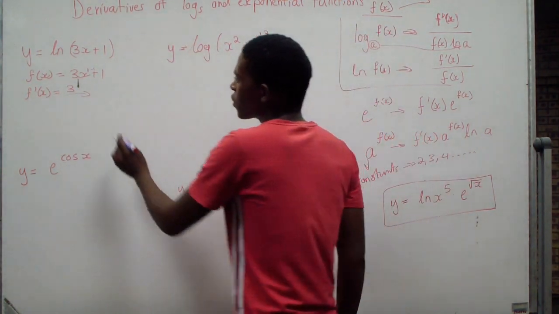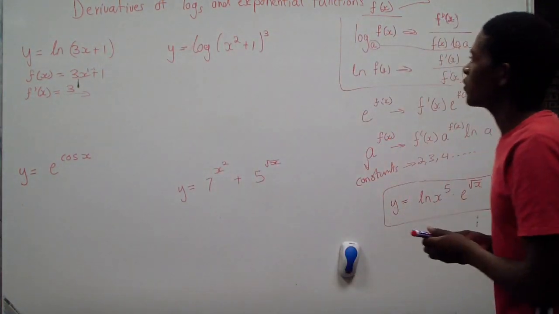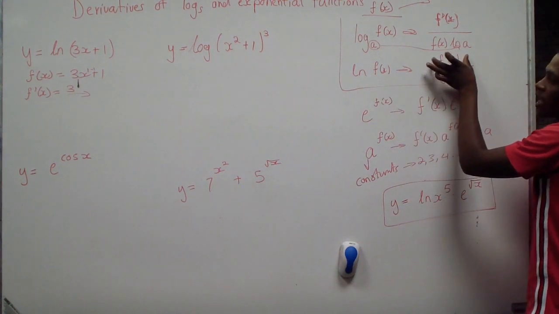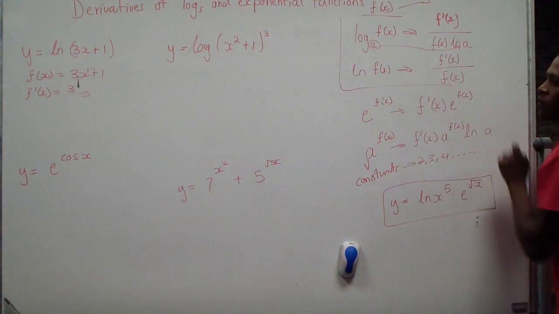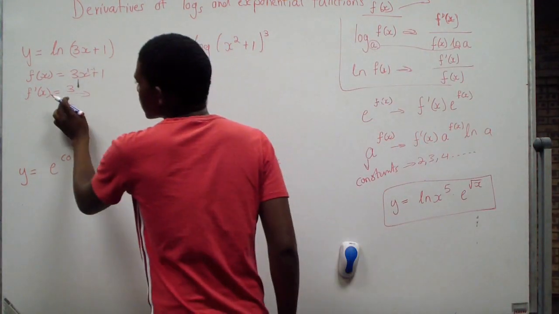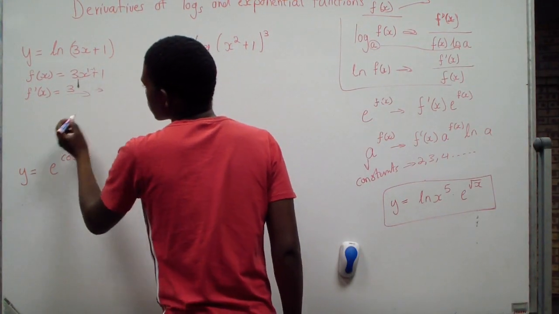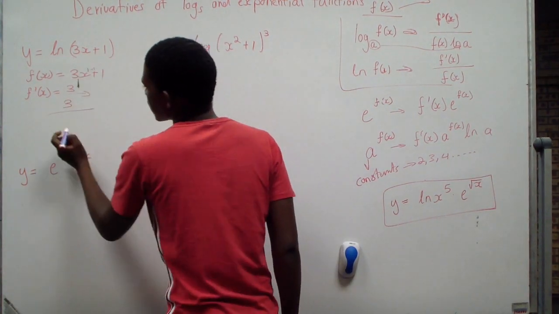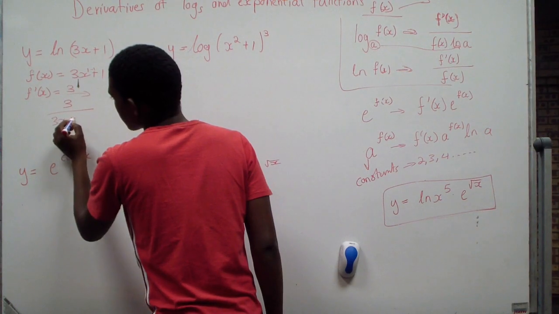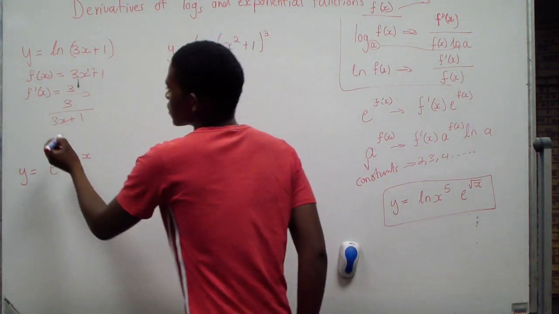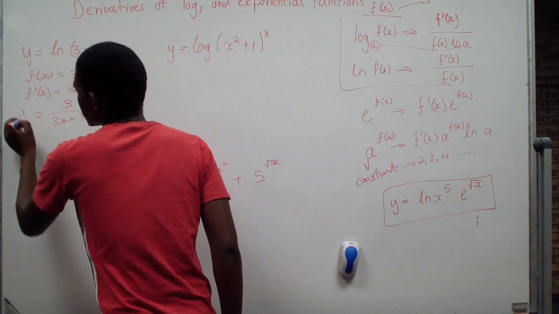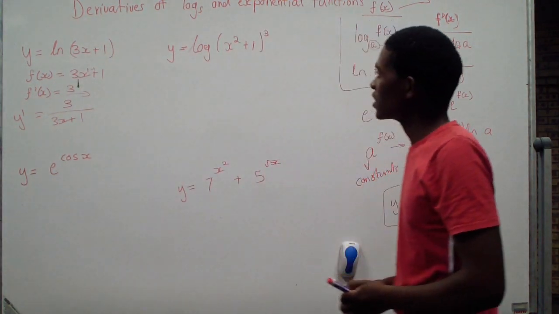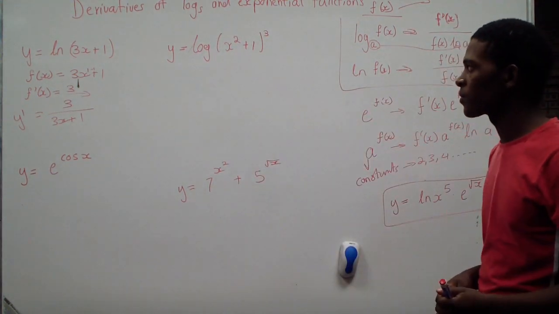So my derivative is 3. Writing this using my formula, in order to derive ln of a function, I need to have the derivative over the function. So my derivative is 3 all over my function, which is 3x plus 1. This is the derivative of this function.